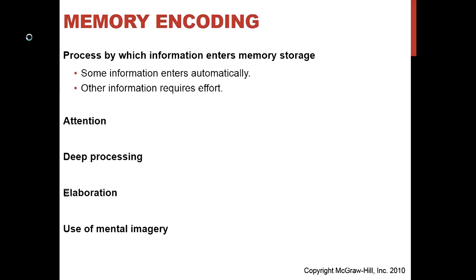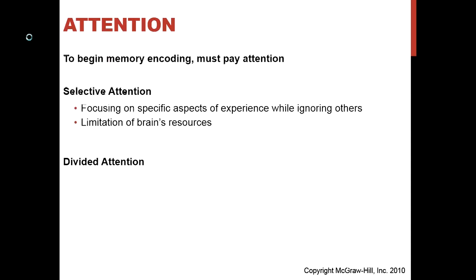We also need to pay attention to what it is that we are actually looking at or understanding about the world. And with attention, we can have 2 different types. We can either have selective attention, in which we focus on very specific things about the environment while we ignore others. Okay? And perhaps a reason why we do this is because we have a limitation in our brain resources. We don't have the capability to pay attention to all different things at the same time.